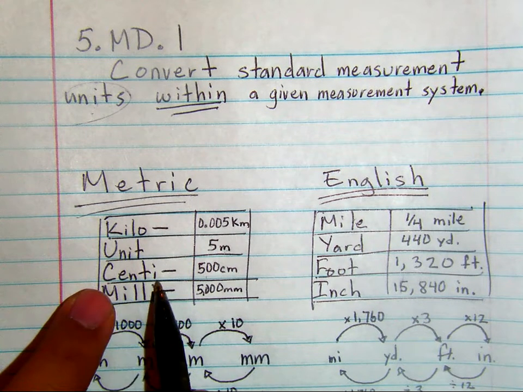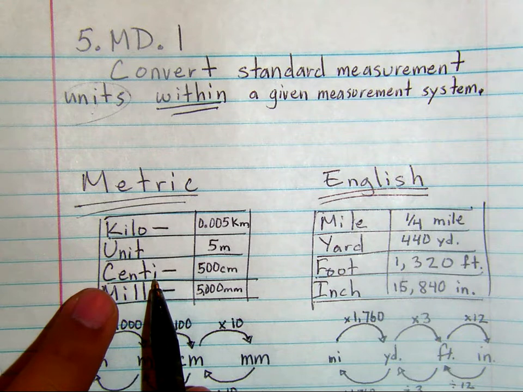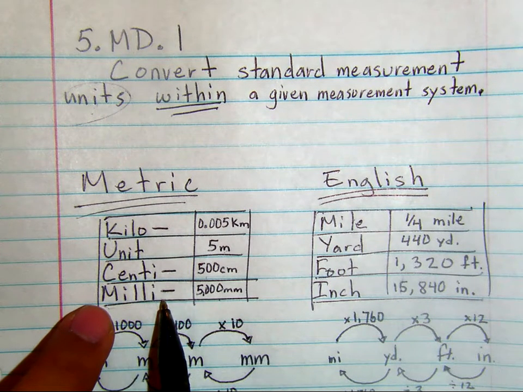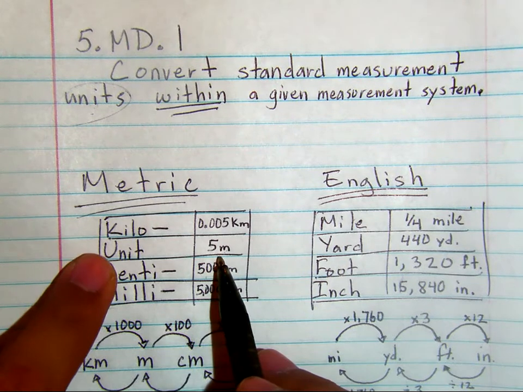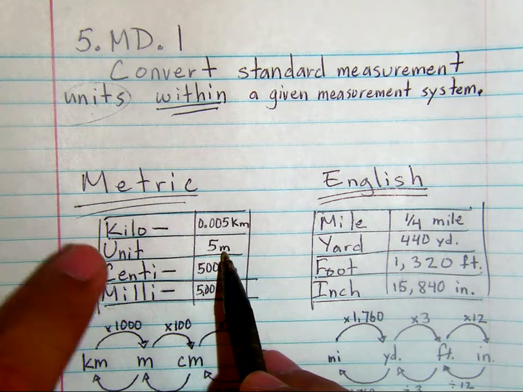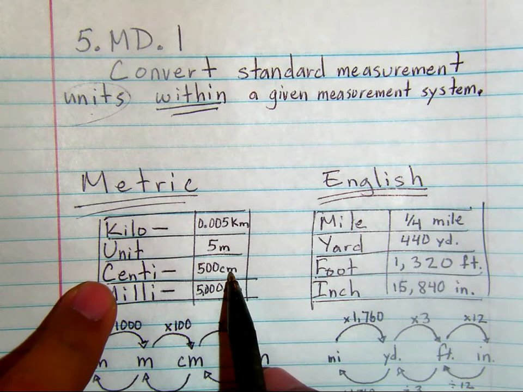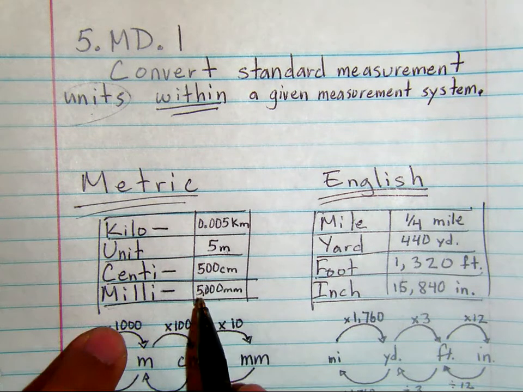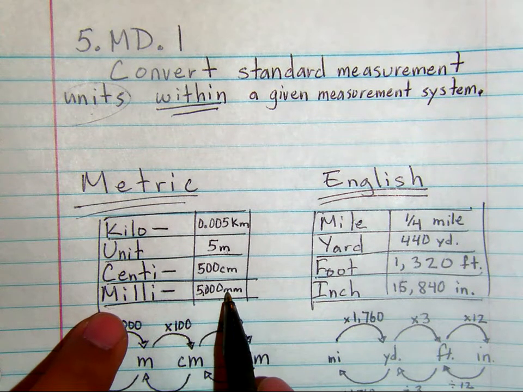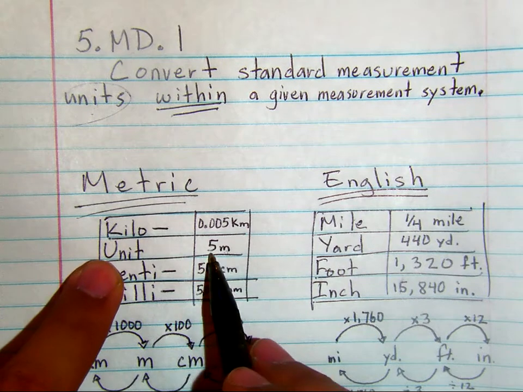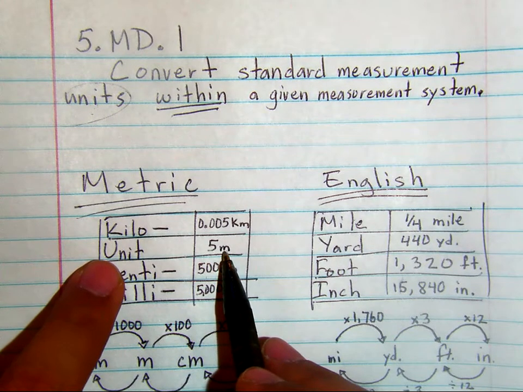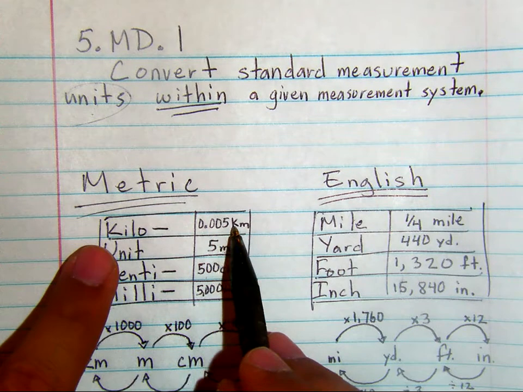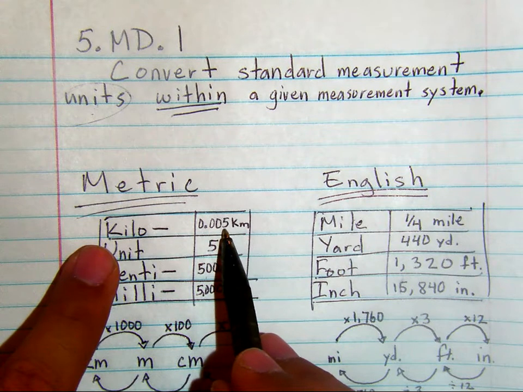A centipede has 100 legs. Well, can you guess how many legs a millipede has? That's right, 1,000. So if you walk 5 meters, you've walked 500 centimeters. And if you walked 5 meters, then you've walked 5,000 millimeters. But if you walk 5 meters, you've only walked 0.005 kilometers. That's right, 5,000ths.